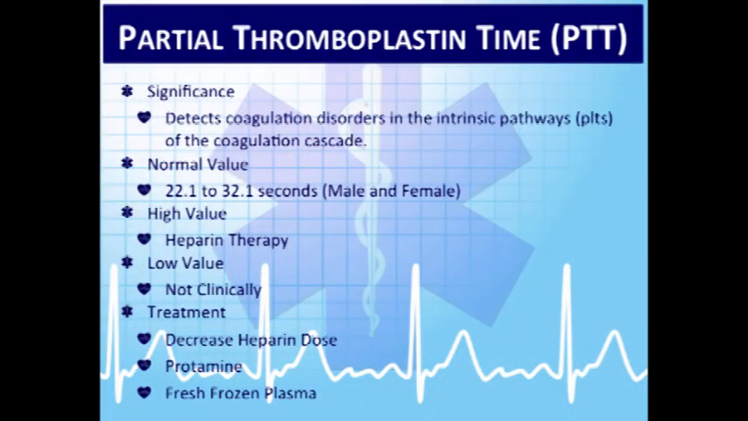PTT is another test. It detects coagulation disorders on the intrinsic pathway of the clotting cascade. Normal value for PTT is 22 to 34.1 seconds. It's the same for men and women. The most common reason why the PTT is going to get elevated in the hospital setting, or even at home if the patient's getting heparin at home, is the use of heparin. Heparin directly affects the PTT, the partial thromboplastin time. So with enough heparin in the body, it's going to prolong or elevate the PTT.